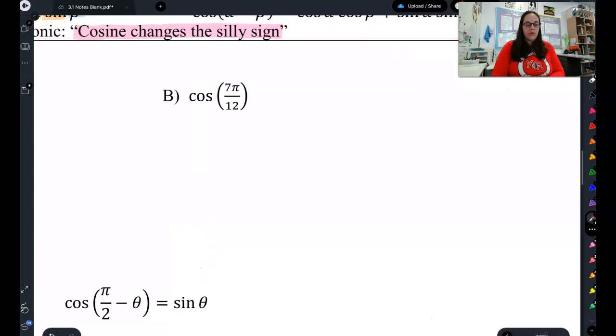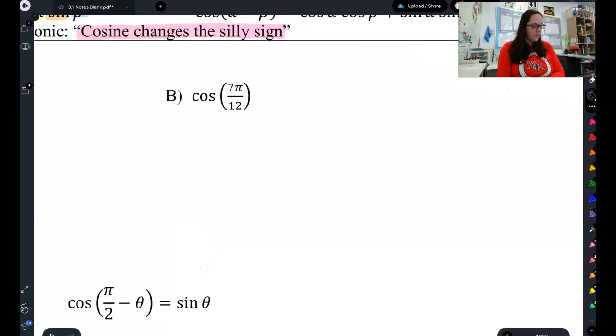So that's what I want you to try for B. So instead of 7 pi twelfths, I want you to change this to pi fourths plus pi thirds. 1/4 plus 1/3 is 7 twelfths. So apply the identity you just learned, cosine changes the silly sign, to this. Plug in those unit circle values because those are unit circle radians to find this answer. Pause the video, try that on your own, and then come back to check your work.